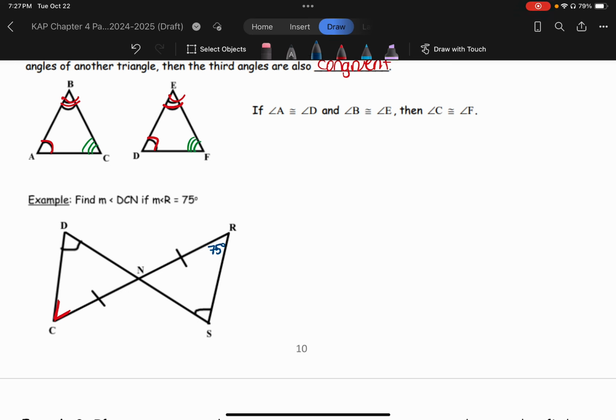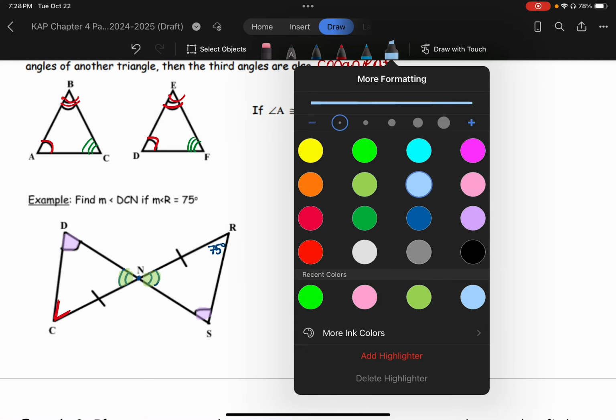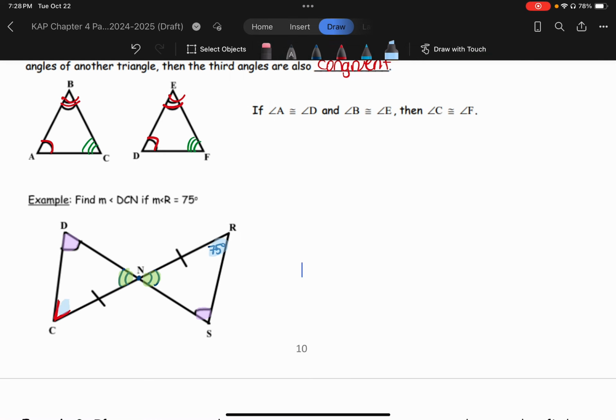Well, we just talked about the third angle theorem. If you look at point N here, there is a pair of vertical angles. So what we're seeing here is the third angle theorem in action. Here I have one pair of angles that are congruent, and here I have a second pair of angles that are congruent. The third angle theorem states that if you have two pairs of angles that are congruent, then the third pair of angles must also be congruent. So that would imply that these two angles are congruent, making the measure of angle DCN also 75 degrees.